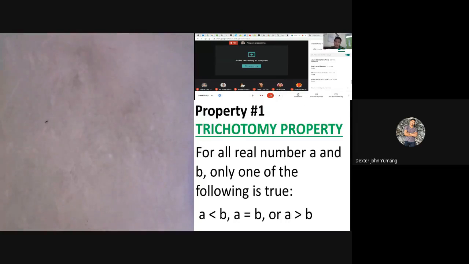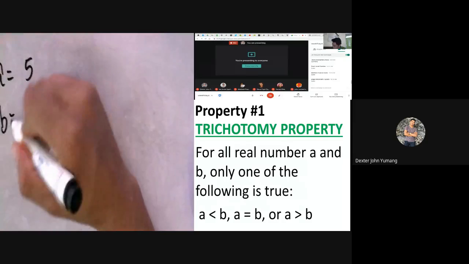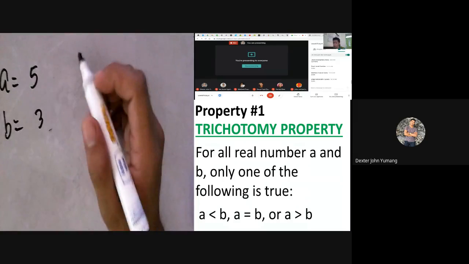The first property in inequality is the trichotomy property. This will come out in the exam. Trichotomy will be in our exam. So what is this trichotomy property? For all real numbers A and B, only one of the following is true. A and B are numbers or variables. For example, A equals 5 and B equals 3. If you look at that, only one of them is true.